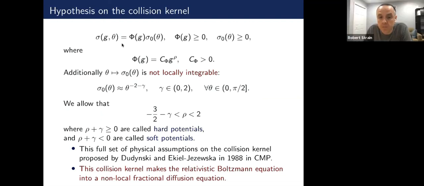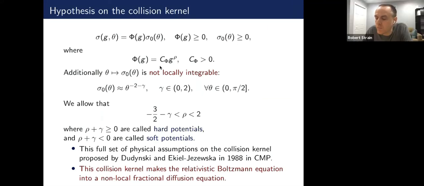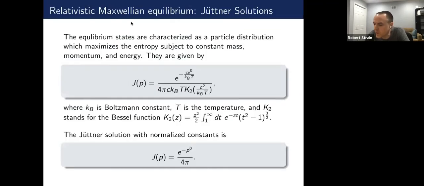Okay, so there is one more question from the chat room, from Professor Yongyu. Let me read it out. Hi, Professor Strain. May I know if the relativistic Maxwellian is the only equilibrium solution? So you're asking if the relativistic Maxwellian is the only equilibrium solution to the relativistic Boltzmann equation. And the answer is sort of.